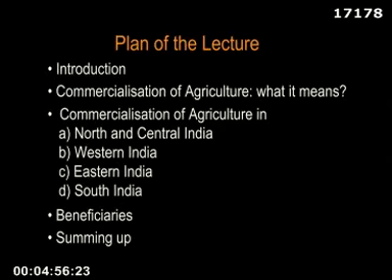And after that, in the next section, we will deal with the beneficiaries of the commercialization of agriculture. Who were the actual beneficiaries? Were they the Indian people, the basic masses, or the British capitalists and their collaborators? And in the last section, we will make a brief summing up. So we begin with the first one, that is the introductory part.